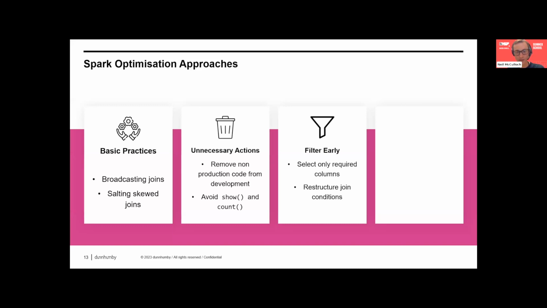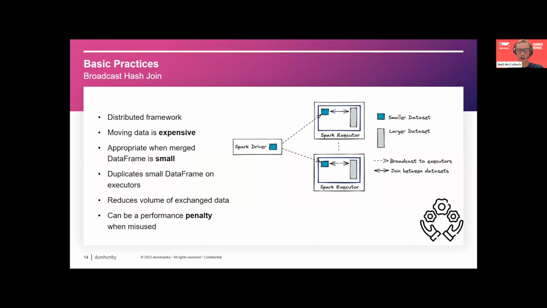Next is filtering early. So the idea here is to reduce the volume of data being moved around the network, which is often the bottleneck for long-running Spark applications. And finally, algorithmic changes. So completely reevaluating the approach you're taking. Okay, so I'm gonna go through some of these basic practices in a bit more detail.